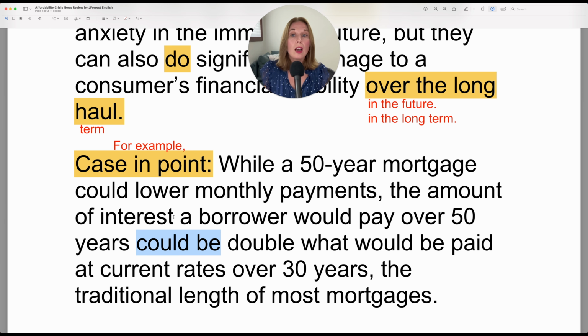So the amount of interest a borrower, who is this or what is this? A borrower is the person who borrows money from the bank. So if you take out a mortgage, you are a borrower. You borrowed money from the bank. So if you borrow money, you receive money. If I lend money, I give money. Okay? So I'm the lender, the bank is the lender, and you are the borrower. You're the one receiving the money, but then you have to pay it back and pay interest.